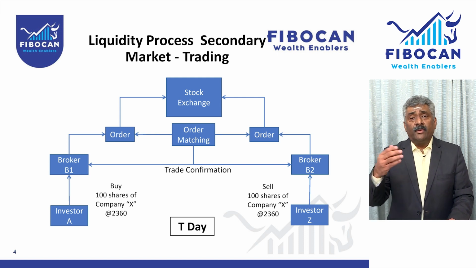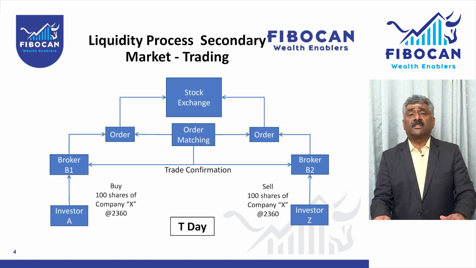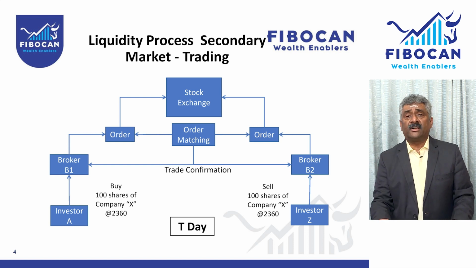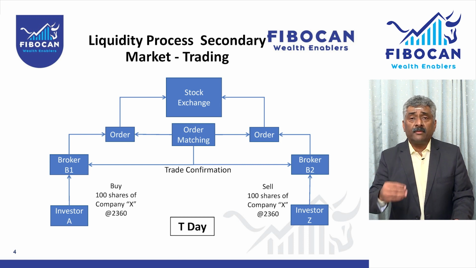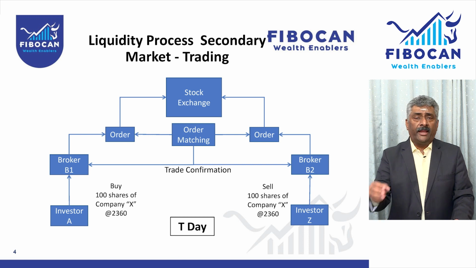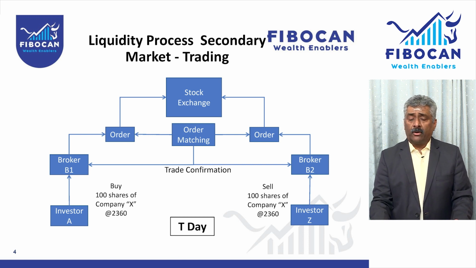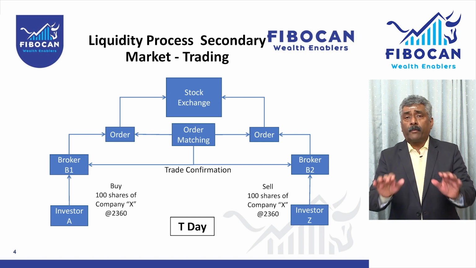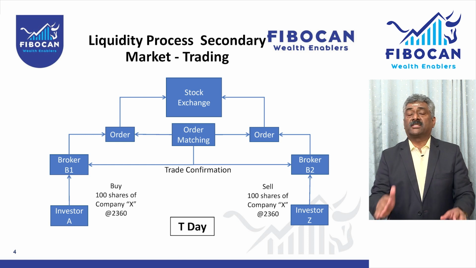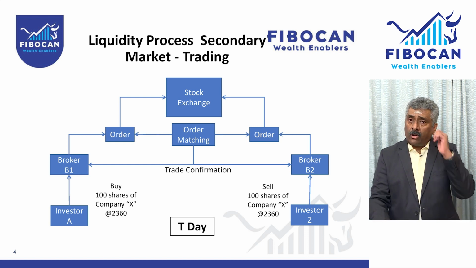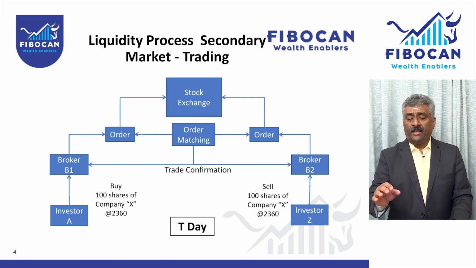Then what happens? Simultaneously, at the same time, our investor Z is sitting somewhere else. Let us say investor A is sitting in Kanyakumari and investor Z is sitting in Kashmir. Investor Z wants to sell the same shares of X at rupees 2360 or the best rate available. She finds that the best rate available is 2360. She then places the order in broker B2's terminal or system, or calls the broker office telephonically, and says sell 100 shares of X at this price, 2360, the same price.